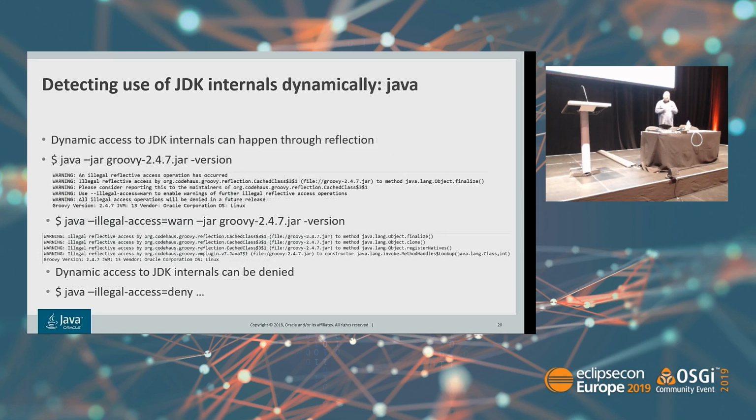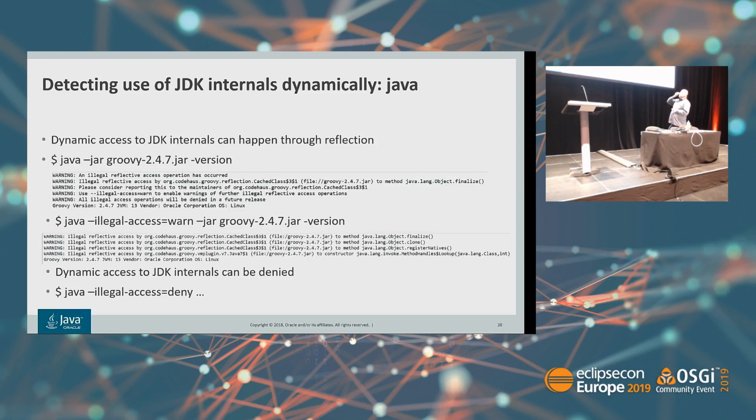jdeps, though, can only help you in a static sense. If you're looking at popular code out there, it'll do interesting tricks and things at runtime, dynamically, through reflection. And you can't check that by looking at the bytecode alone. You have to look at the runtime behavior. That's why the Java command line tool, when it detects access to JDK internals dynamically, will print out a warning saying, "An illegal reflective access has occurred. Use --illegal-access=warn to learn more about it."